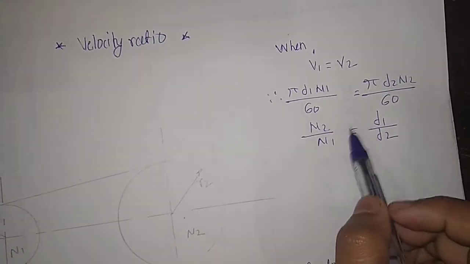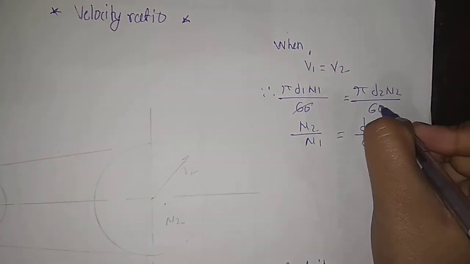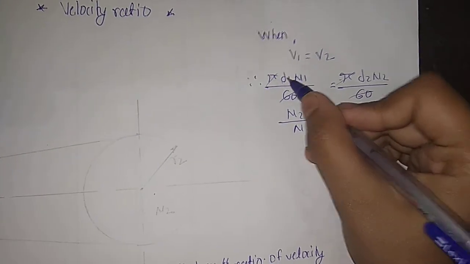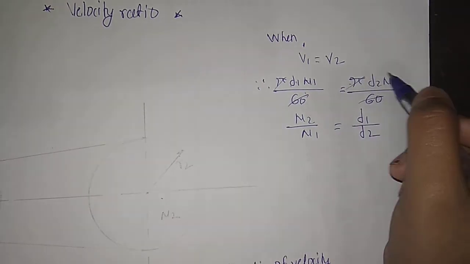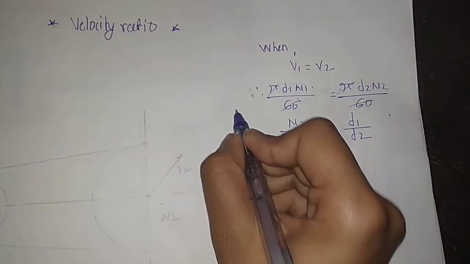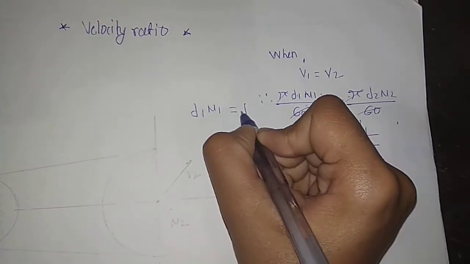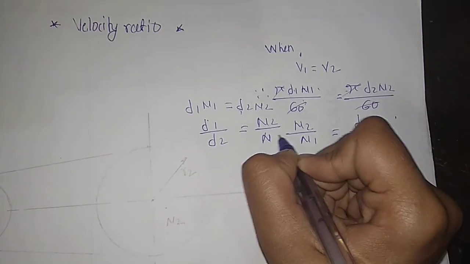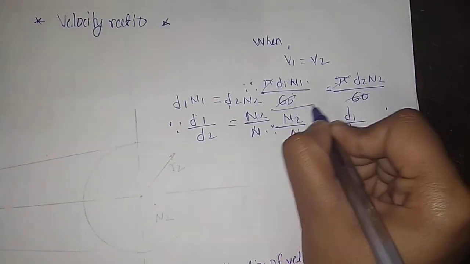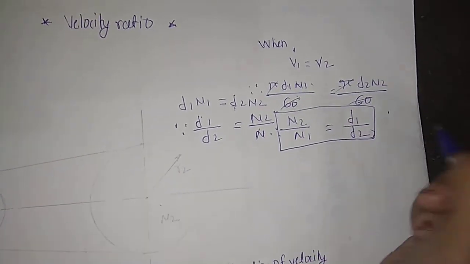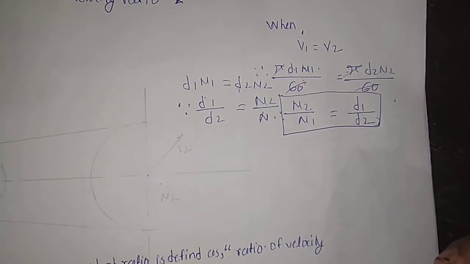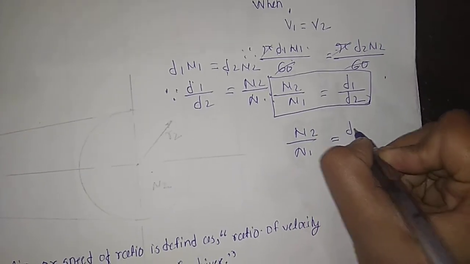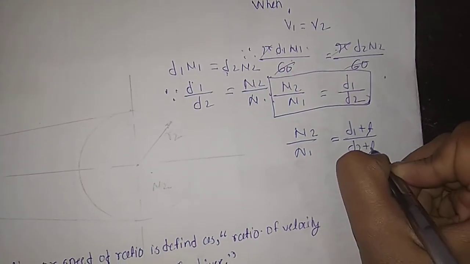The 60 gets cancelled, and π is also cancelled. D1 and N1 stay on one side, and D2 and N2 on the other, so the formula derived is D1 N1 = D2 N2, that is D1 / D2 = N2 / N1. We can find that N2 / N1 = D1 / D2. When the thickness of the belt t is considered, the velocity ratio is given by N2 / N1 = (D1 + t) / (D2 + t). That is also an important formula.